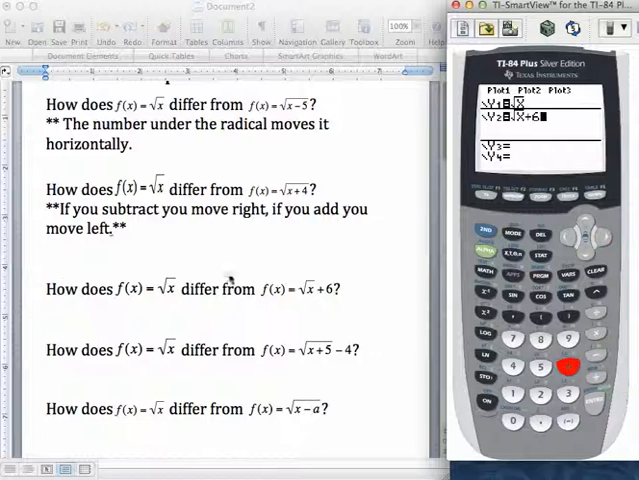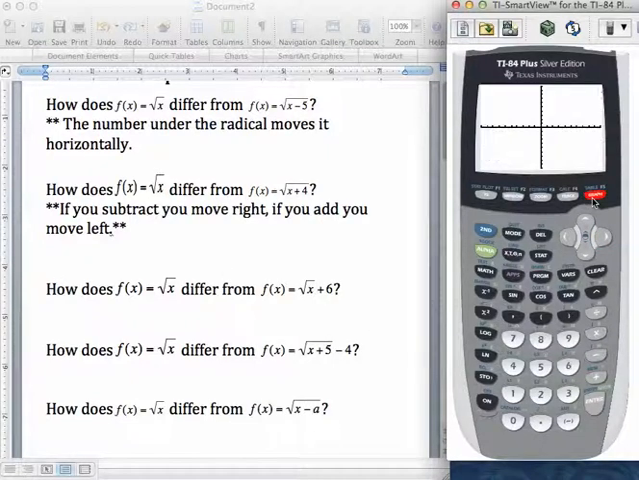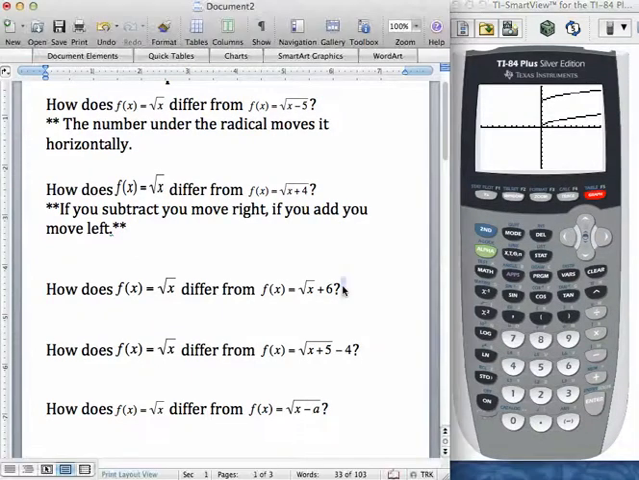So how does that happen? We go to graph. So yet again, there's the parent function, very slowly. And if I do plus 6, it doesn't move it left to right, it moves it vertically, which is true. If you ever have a constant on the end, it's always going to move the graph vertically.